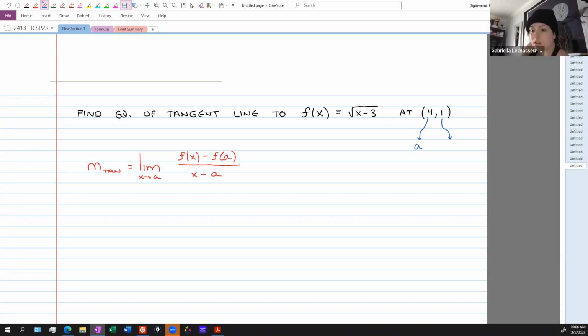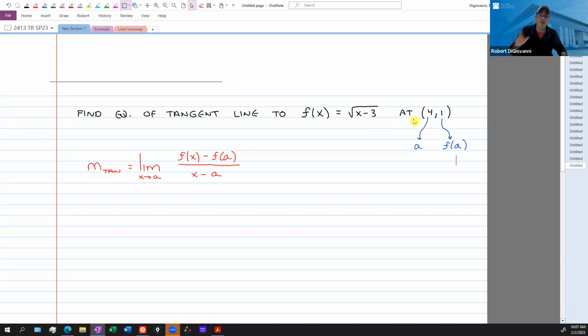Why? Yeah, but what is it though? The f of x. F of a. It's the f of a. What you get when you plug 4 into the function, right? This right here is f of a, right? Think about it. If you plug 4 into this, 4 take away 3 would be 1, and then the square root of 1 is 1.